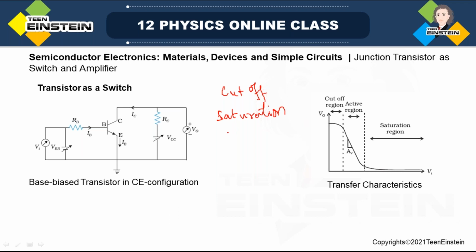Okay, so let me tell you about the mathematical derivation part. This is actually called transfer characteristics. Transfer characteristics means when you plot output voltage or current or any output signal with respect to the variation of its input, then it is called transfer characteristics. It is written here.